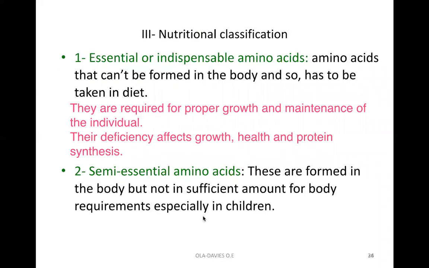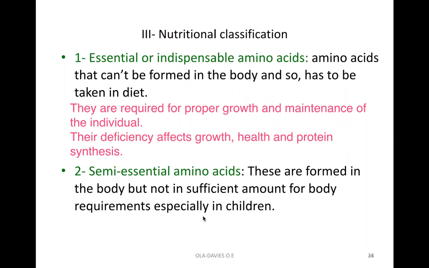So the third nutritional classification is a third form of classification that helps us classify based on nutrition, based on how important they are to our health. So now that we have 3 of those, we have the essential, we have semi-essential, and we have the non-essential. Let's quickly take them one after the other.